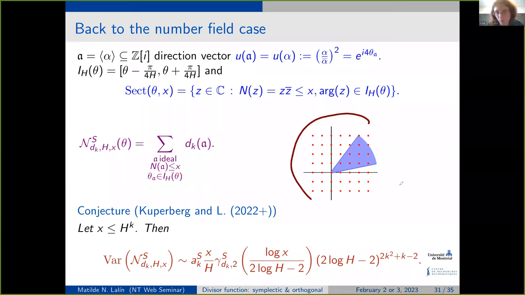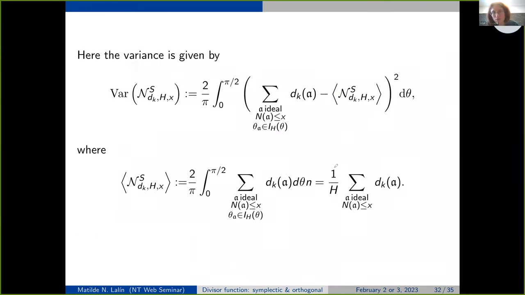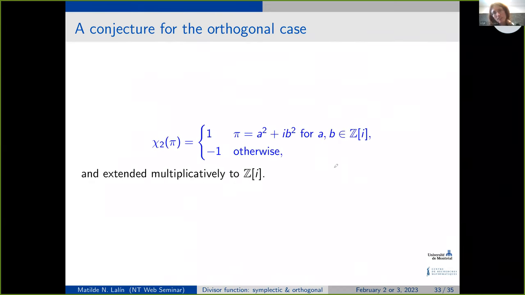So here's a picture that shows more or less what we are doing. We are counting the dots in here. What happens to the divisor function over those dots? Then we can formulate a conjecture. Here I have just formulas, what I mean by the variance. Let me skip over that.